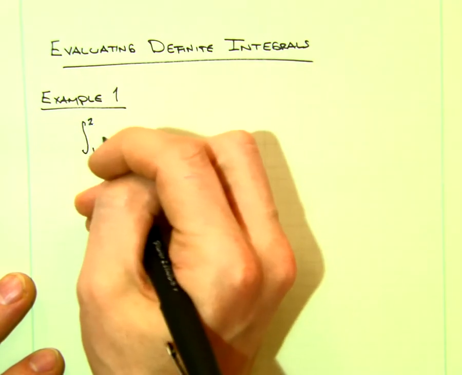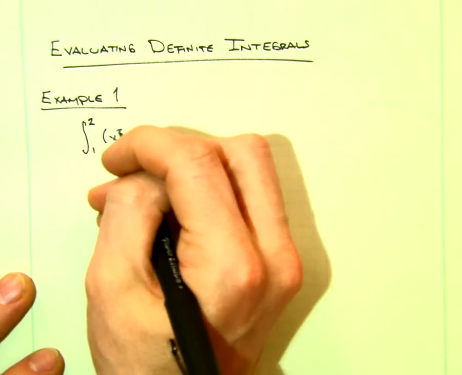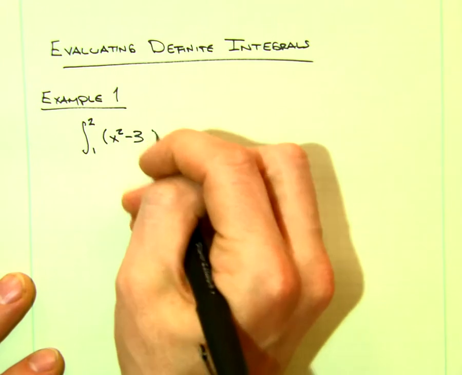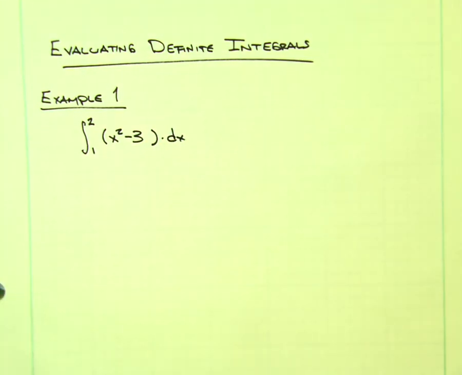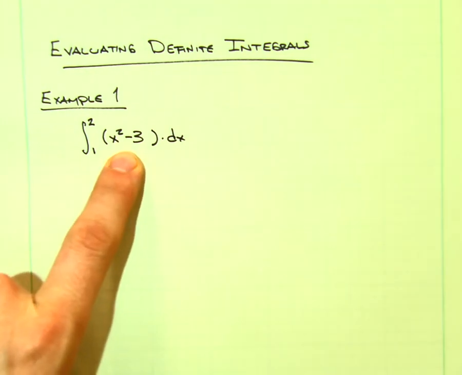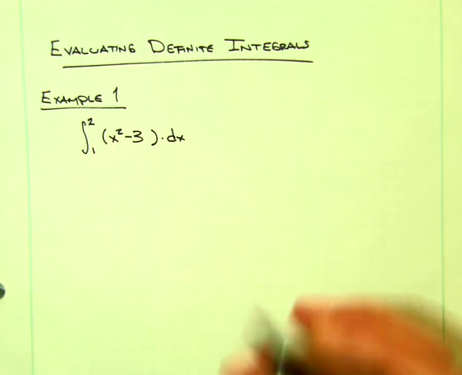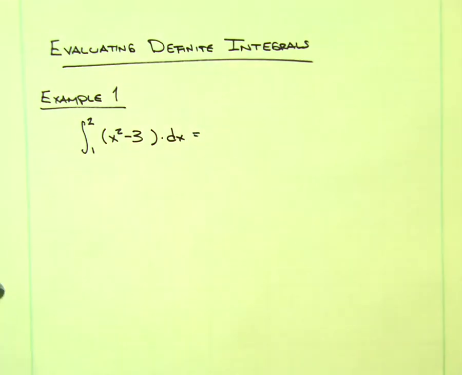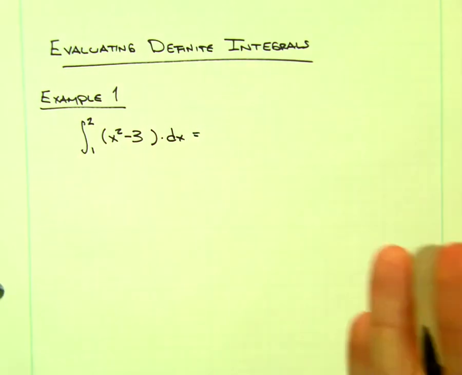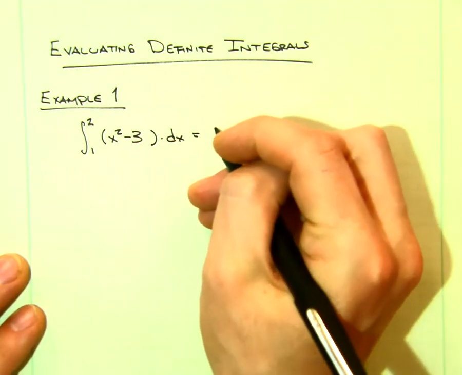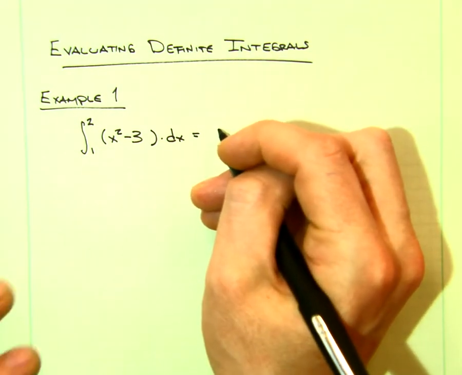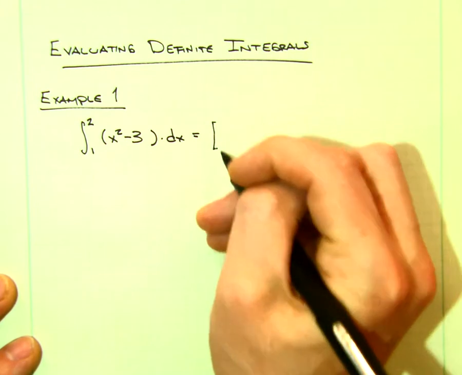So I'm going from 2 to 1 in this case of x squared minus 3 dx. Now the first thing I need to do is evaluate this antiderivative, figure out what the antiderivative of this thing is. Hopefully you can do this really quickly, so I can rewrite it, integrate it, and simplify it. I'm going to go ahead and write it in these square brackets.